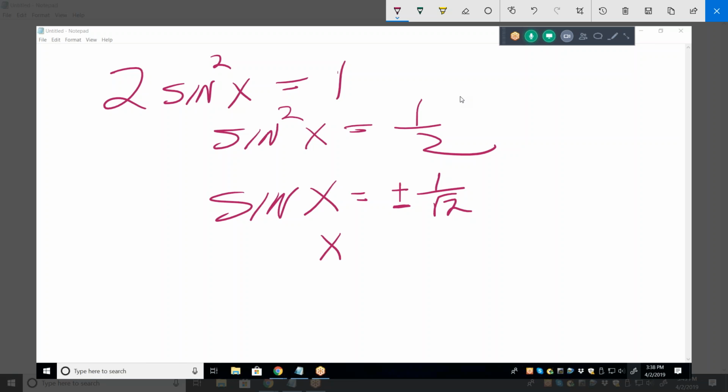So let's start with the unit circle. First of all, what's the first quadrant where sine is equal to 1 over root 2? 45. Okay. Second one? 135. We know it's all 4 quadrants. It's going to cover the plus and the minus.